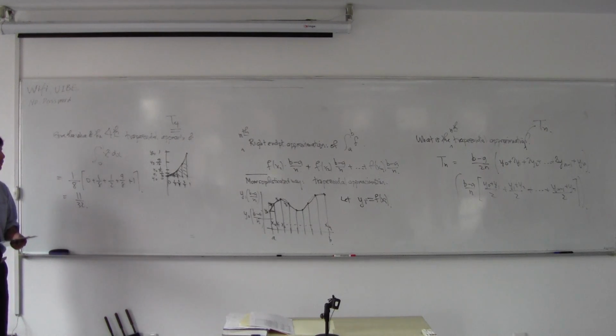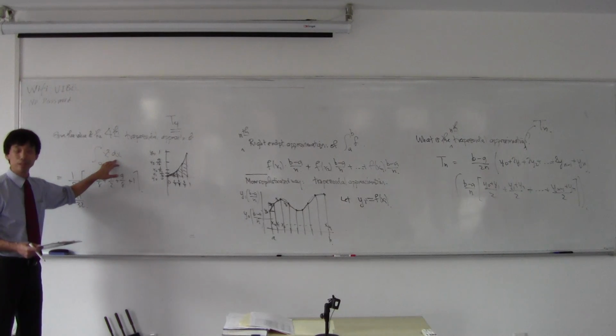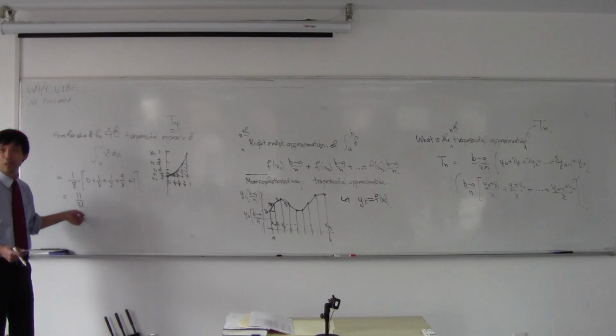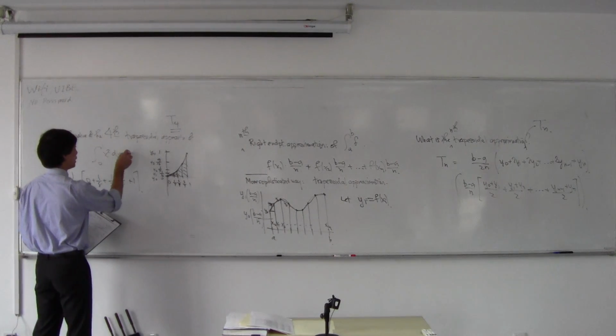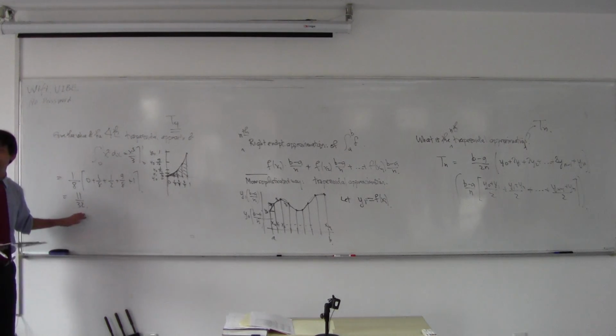Okay. Which is pretty good, right? Because we know that the real answer is 11 over 33, it's 1/3. The real answer should be x cubed over 3 between 0 and 1, in other words, 1/3. So we're off by a little bit.